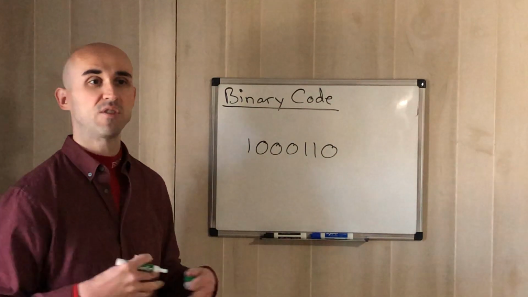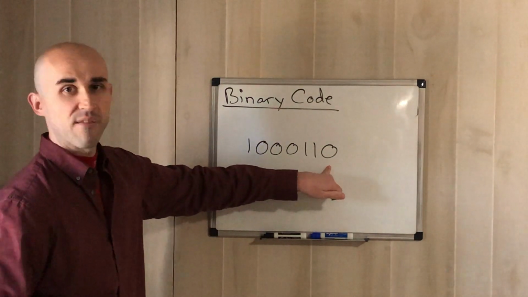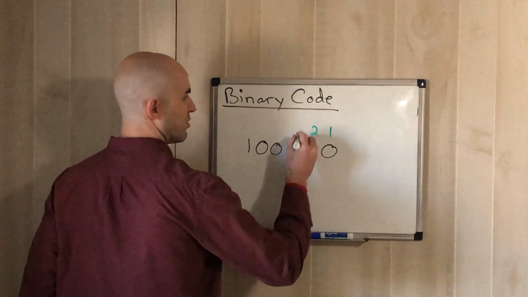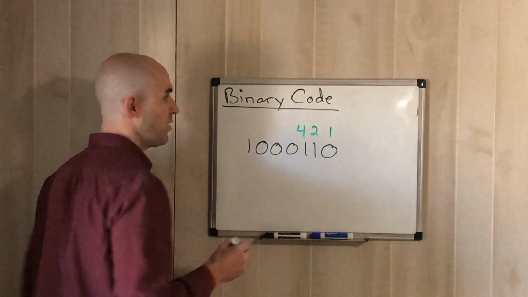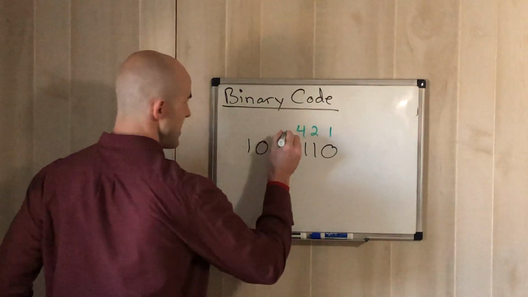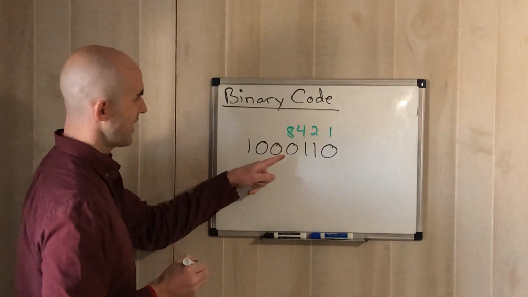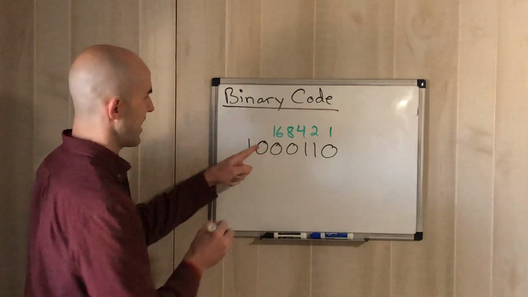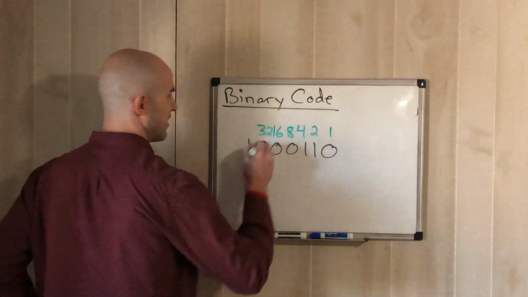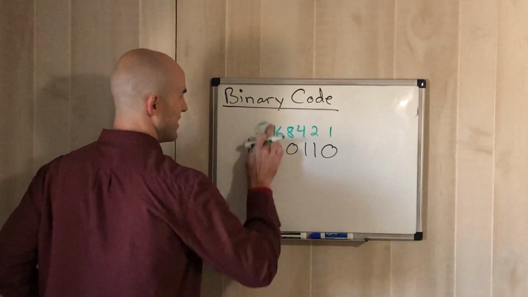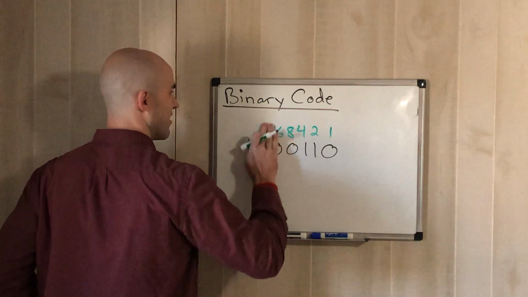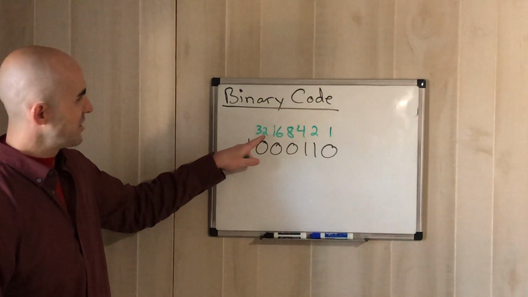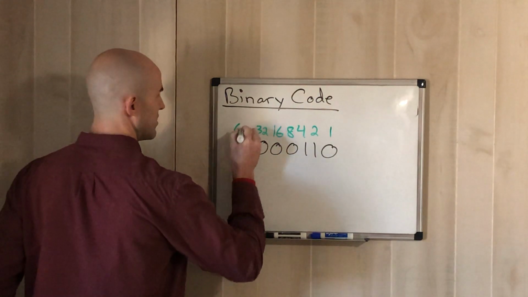Always remember, if it helps you, the pattern is always the same. Always start on the right. First one's always worth 1. Second one's always worth 2. Third one's always worth 4, because it's always double. Next one's worth 8. 4 times 2 is 8. Next one, 8 times 2 is 16. The next one, 16 times 2 is 32. Next one is worth 32, and then 32 times 2, that one is worth 64.